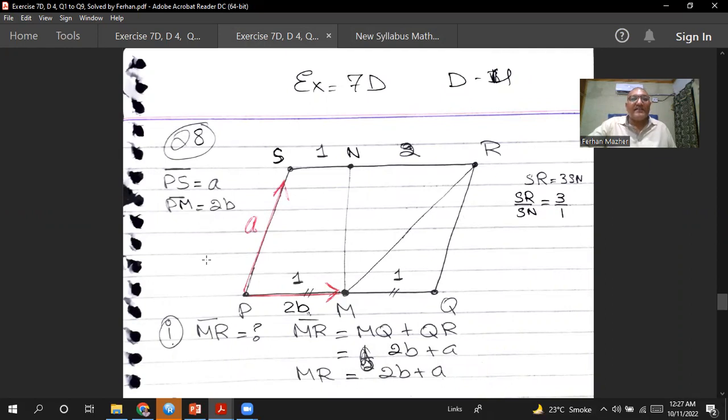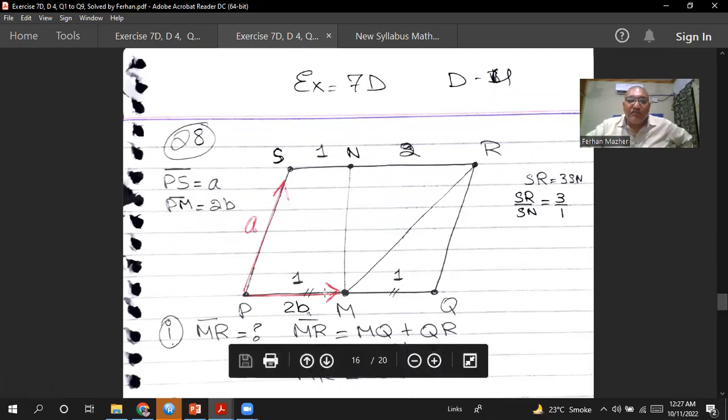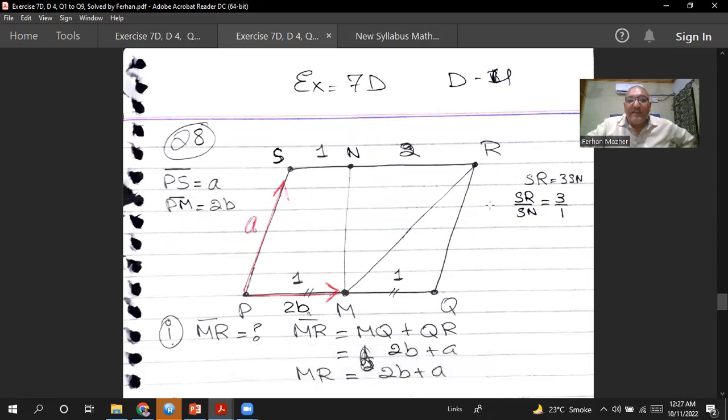The first thing they are asking us to find out is MR. For the MR, I will make the bypass. And the bypass is for the MR, I will go from M to Q, from Q to R. That will be the MR. So the MQ is, because this is 1, this is 1, whatever is this, same is this. So MR from M to Q, that will be 2B, and from Q to R will be A. So you will have 2B plus A. That's the MR.